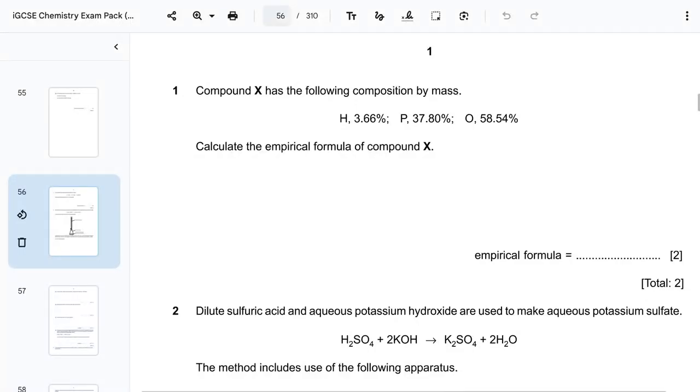In this video I am going to explain how to find out the empirical formula and the molecular formula. But before explaining this, I want to tell you what a molecular formula is and what an empirical formula is.